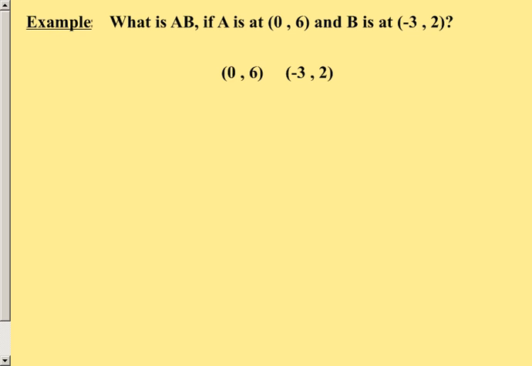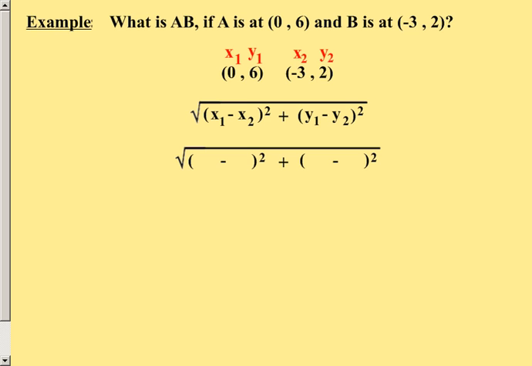We're going to take our two coordinates and we're going to label them x1, y1 and x2, y2. Once again, it does not matter which one is which. And we will always write down our formula without anything plugged into it. Now we're going to plug our information into our formula: x1 is going to be 0, x2 is going to be -3, y1 is going to be 6, and y2 is going to be 2. So just plugging those in as pieces of information right into the formula.